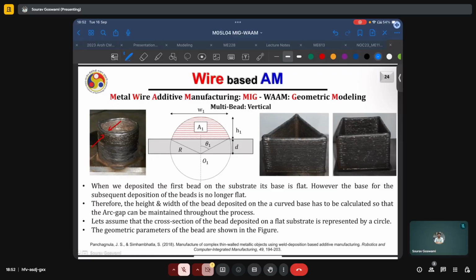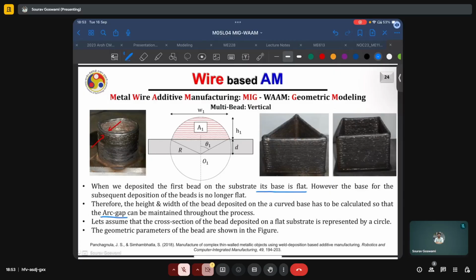When we deposit the first bead on the substrate, the base is flat because our substrate is flat. However, once this initial bead has been deposited, every subsequent bead will encounter this first bead. The second bead will encounter the first, third will encounter the net effect of 1 and 2, and so on. In any case, for any of the subsequent beads, the base will not be flat. Therefore, the height and width of the bead deposited on the curved base has to be calculated so that the arc gap can be maintained throughout the process.